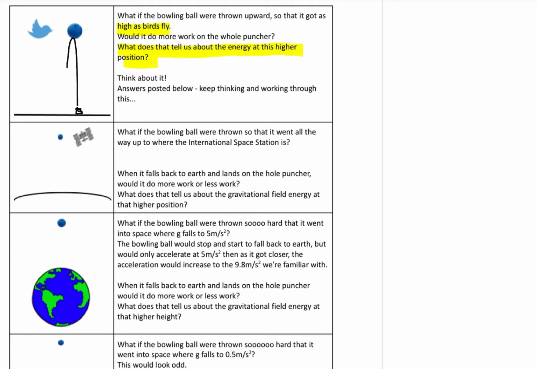Okay, now we're getting silly. What if I take the bowling ball and I throw it high past the birds? It goes way up here to kind of the same height as the International Space Station. And then it's going to turn around. I couldn't draw it. It would look like a speck of dust down here, but there's our hole puncher. If I gave it so much energy that it went that high, when it falls down on the hole puncher, is it going to do more work or less work than it did before? Doing more work or less work, what does that tell us about the gravitational field energy at that higher position?